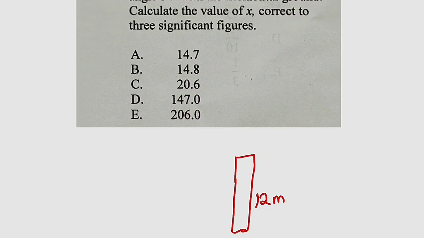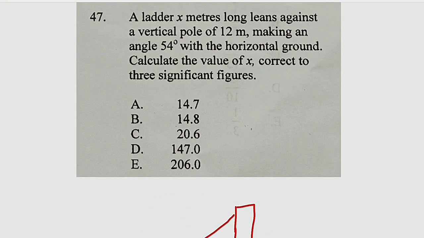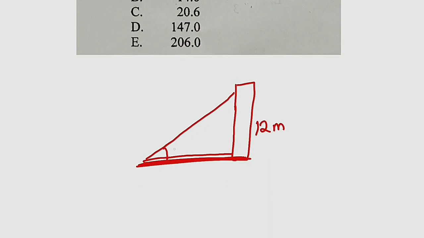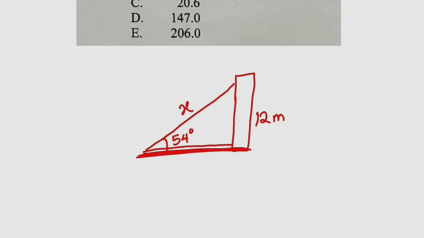Then we have a ladder which leans against the vertical wall, something like this. Suppose this is our ladder. You know it is going to be on the same ground level. This angle formed between the ladder and the horizontal ground is what? 54 degrees. So this is 54 degrees. And we are told that the length of this ladder is x, and we're asked to find the length of the ladder, right? So traditionally, we don't expect this ladder to lean against this vertical pole at the top, but somewhere within the middle, right? But well, let us just find the value of x.